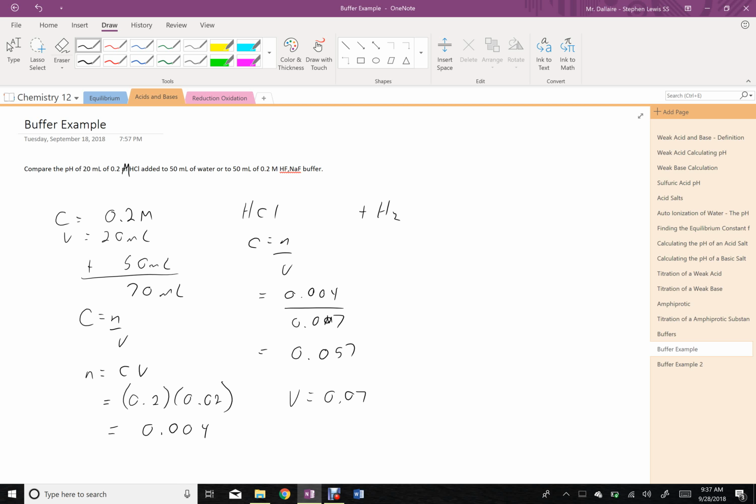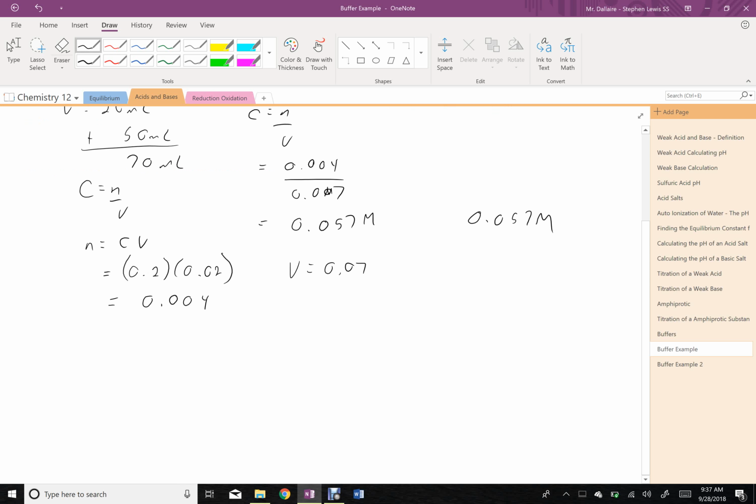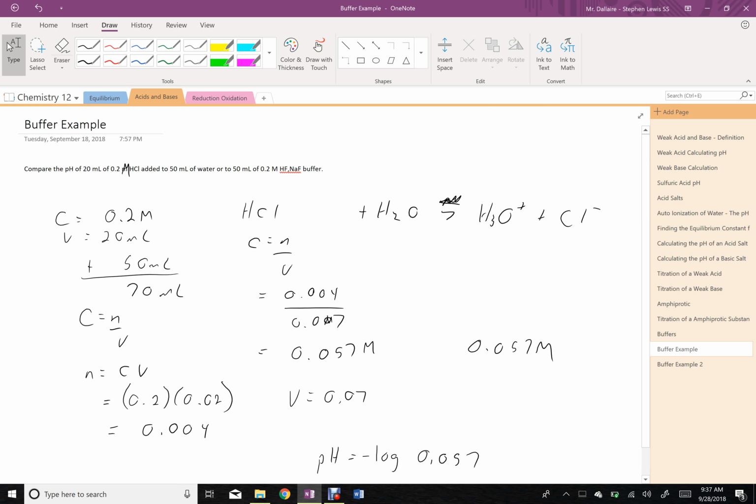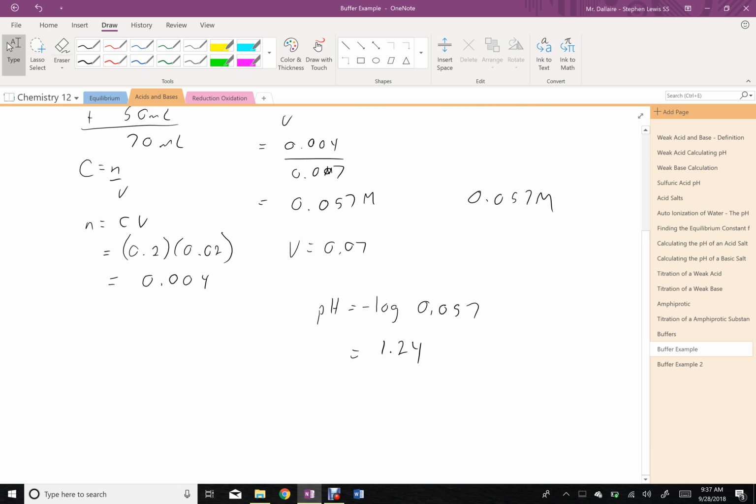HCl is a strong acid, so I don't have to worry about any equilibrium stuff. I can assume that it all goes into creating hydronium. So if I have 0.057 molar HCl, I have 0.057 molar H3O+. So I can do my pH directly then. And I get 1.24. So if I added 20 milliliters of my 0.2 molar HCl into pure water, my pH would drop to 1.24.